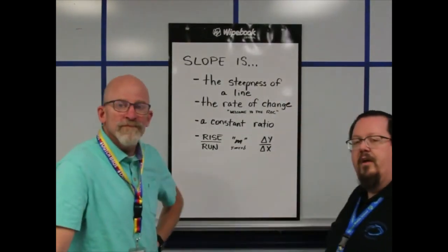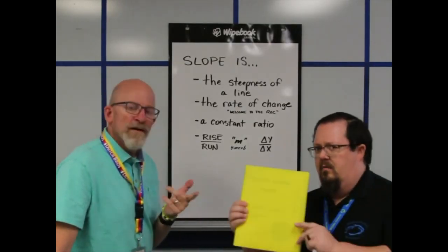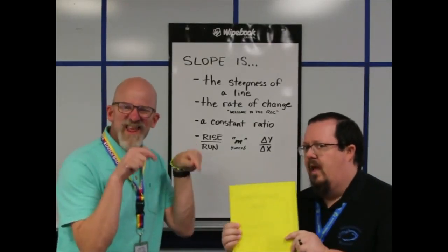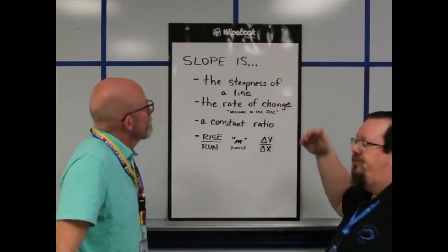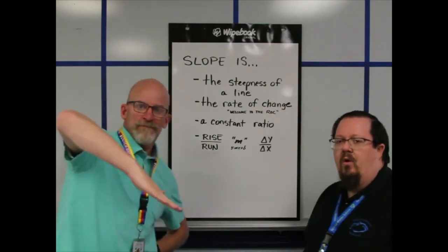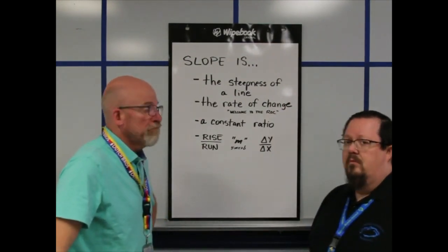Here's a few definitions of what slope is. Slope is the steepness of a line, how uppy or downy it goes. And a bigger slope means it's steeper.